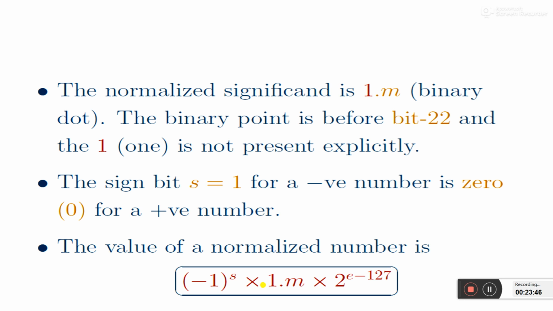I have already told you that there is a 1.M in binary, where the binary point is before bit 22 and the leading 1 is not present explicitly. The sign bit s is 1 for a negative number and 0 for a positive number. So the value of the normalized number is minus 1 raised to the power s, times 1.M, multiplied by 2 raised to the power E minus 127. So it is a normalized number.